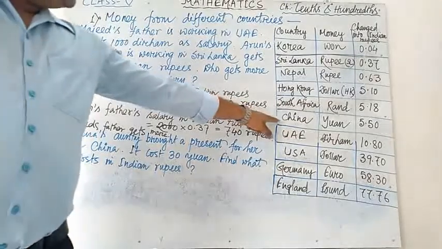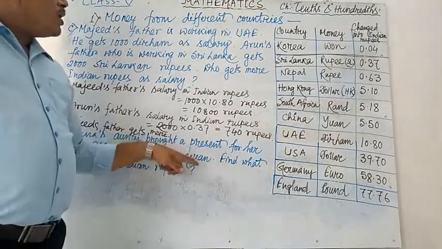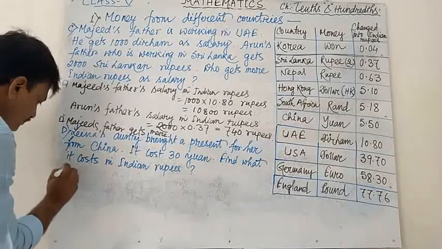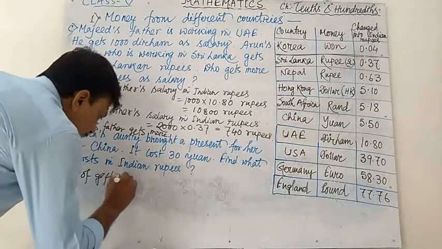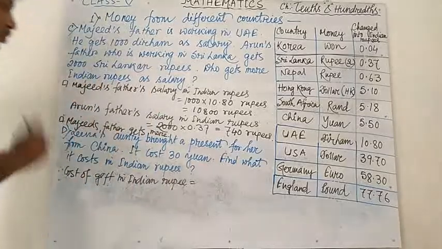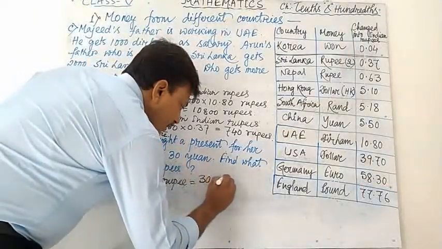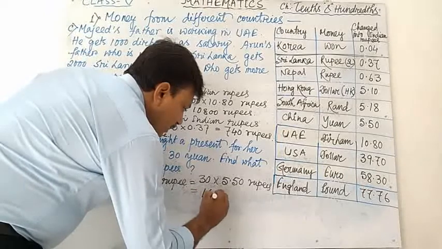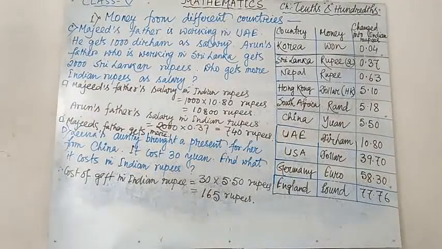Now China, 1 yuan equals 5.50 Indian rupees. So for 30 yuan, we have to find its equivalent in Indian rupees. So the cost of the gift in Indian rupees equals 30 yuan, that is 30 into 5.50 rupees. So you will get 165 rupees.